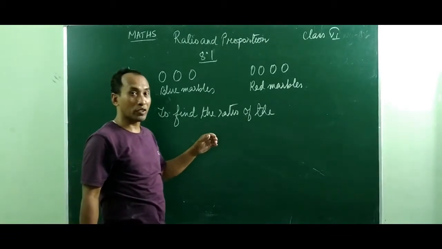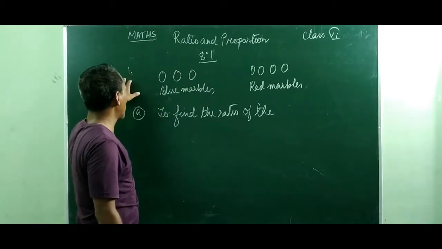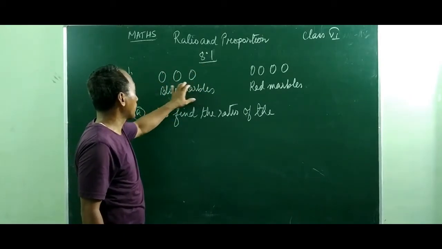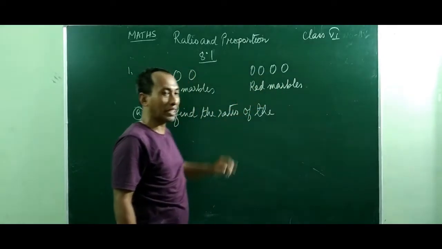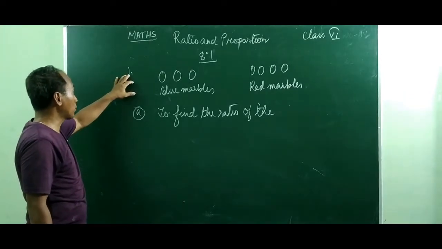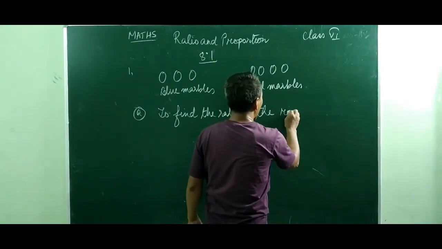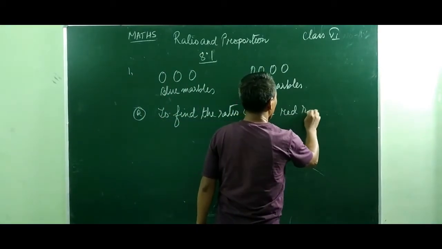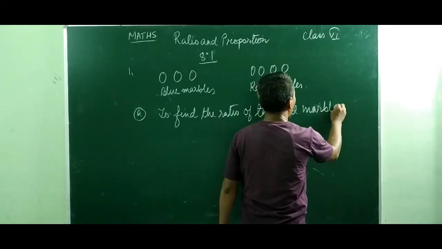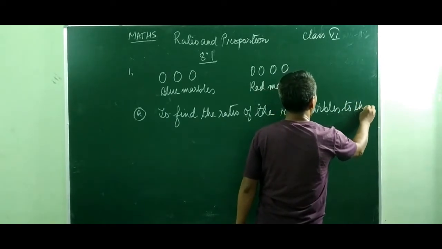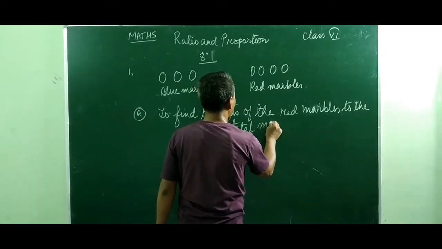Okay, you open up your book, exercise 8.1, and in exercise 8.1, question number 1, you'll find there are blue marbles, three blue marbles are given and 4 red marbles are given. And in question number 1a, you have to find the ratio of the red marbles to the total marbles.